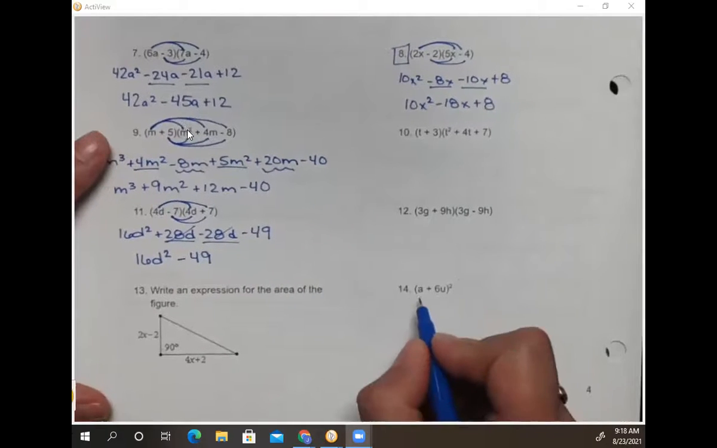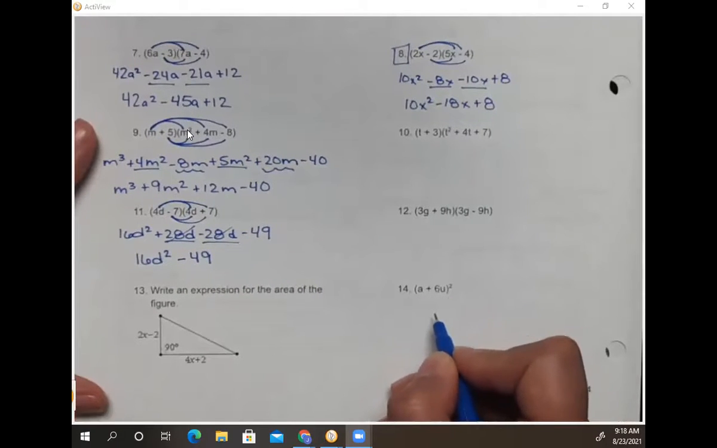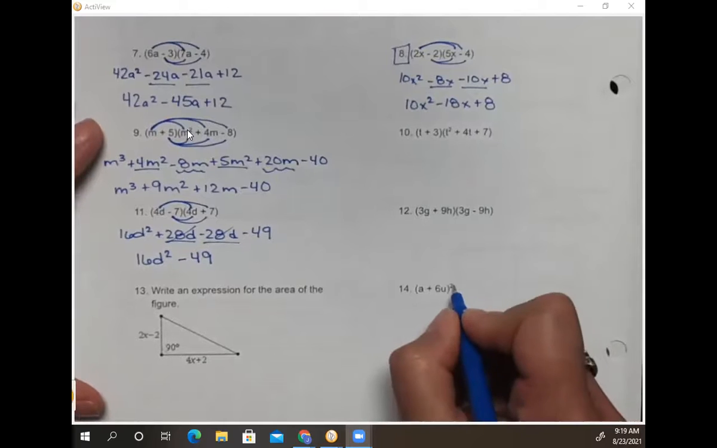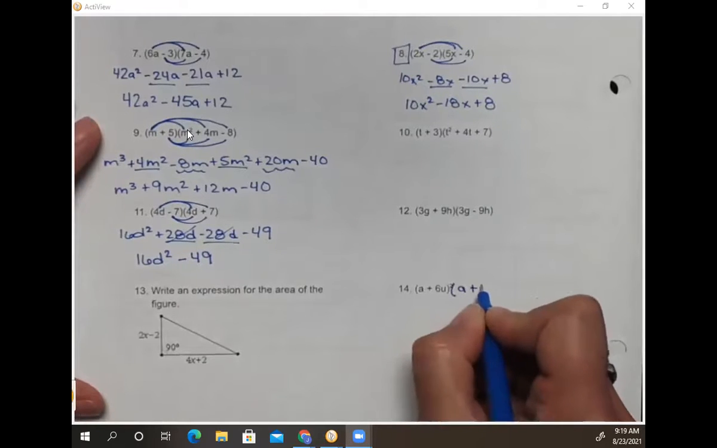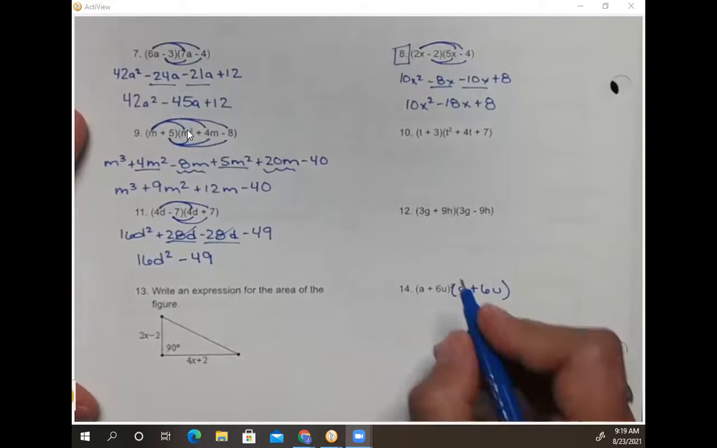Okay. And then actually one more problem I want to take a look at. Number 14, I've got a plus 6u squared. And I believe we've done a couple problems where we've got that square there already, but I want to just give you a reminder that when you see a quantity squared, that means I've got to write it again and distribute. I cannot square the individual pieces inside the quantity. You have to write it again and distribute.